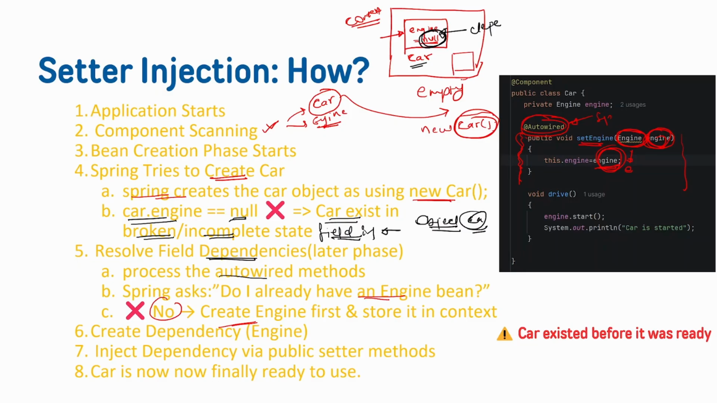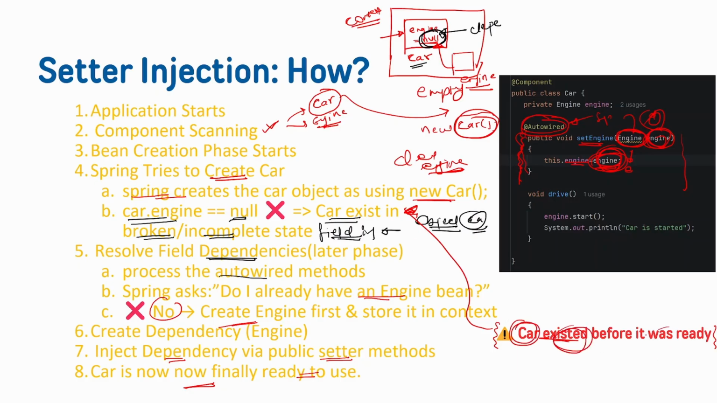So now engine is created and added to the Spring context, and after that this engine is injected into this class via the public setter method. It will call this public setter method, pass the dependency into it and set the engine using this method. So car is now finally ready to use. So we can see here that car existed before it was ready. We can say that the car is created here, but its dependency is not met here, like engine is its dependency and it is not met here.